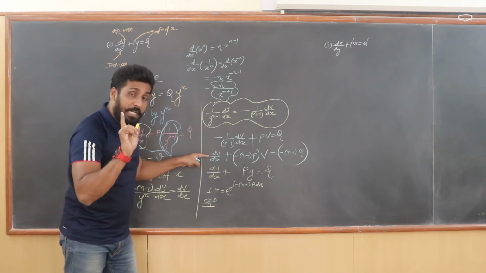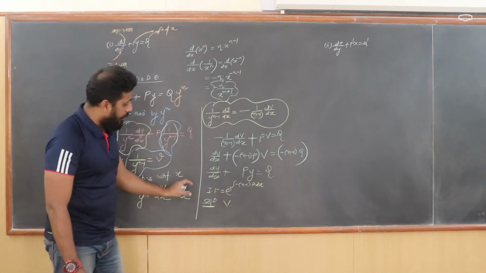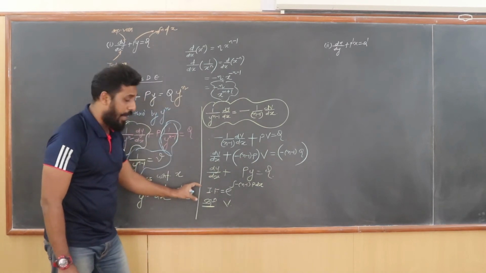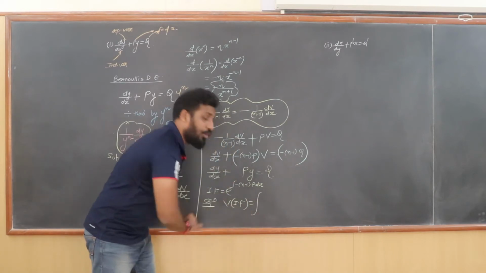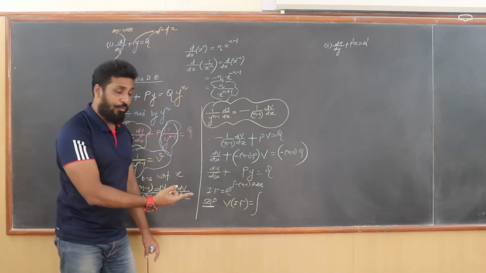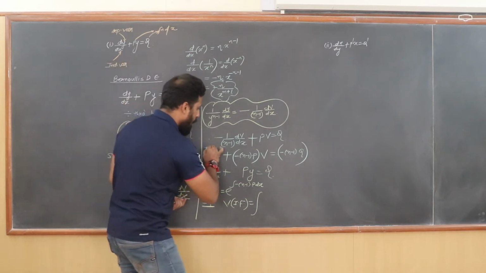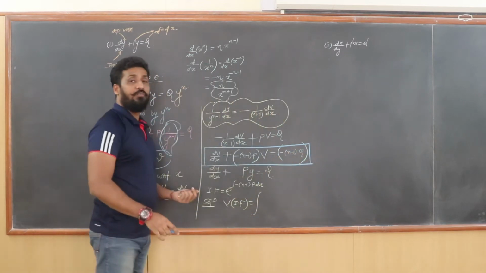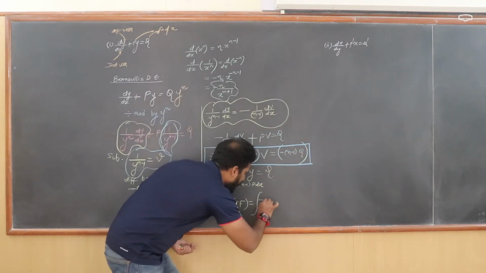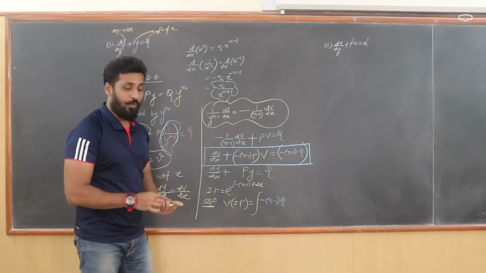dv by dx: the dependent variable is v, so I write v into the integrating factor. Over here you are going to get the integrating factor. So v into the integrating factor is equal to the integration of the right hand side of your differential equation. This is your differential equation. You will take the right hand side of this differential equation, and that's minus of n minus 1 into q. That's the right hand side of the differential equation.